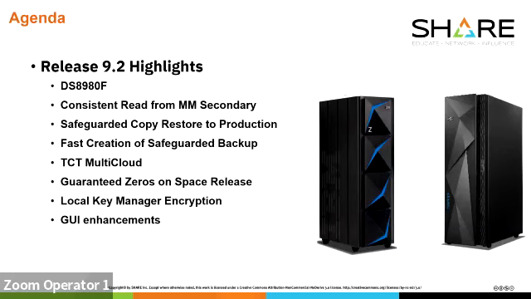So I'm pretty happy. All right, so today we're going to cover some of the highlights from our 9.2 release. And I will be putting these charts up as well. So you're welcome to take pictures if you like, but I will put them up as well. We're going to talk about some hardware changes with the new 8980, as well as a number of improvements in our functional feature areas. We've got consistent read from Metro Mirror secondary, safeguarded copy, restore to production, fast creation of safeguarded backup, TCT multi-cloud, guaranteed zeros on space release, local key manager encryption, and GUI enhancements.